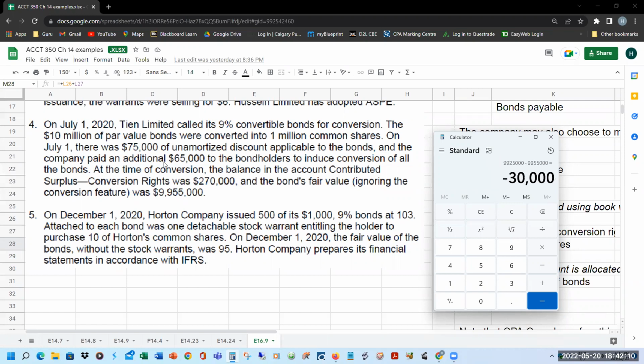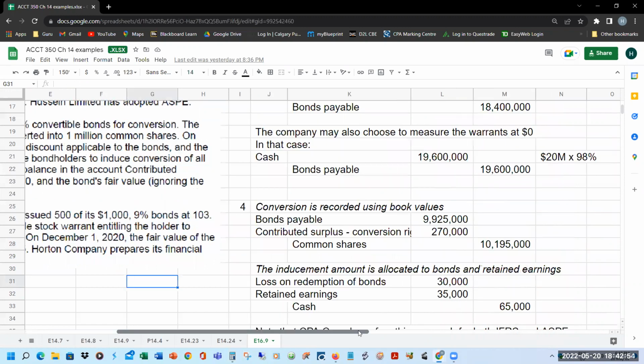So out of the $65,000 cash that the company paid, you can pretend that $30,000 was paid because we wanted to convince the bondholders to agree to conversion. Why would they agree to the conversion if they felt they weren't getting fair value? They would say no, right? So the extra amount we had to pay to convince the bondholders to convert their bonds into common shares, out of that $65,000, we'd say $30,000 is because of the bond. So there was a loss on redemption of the bonds, $30,000.